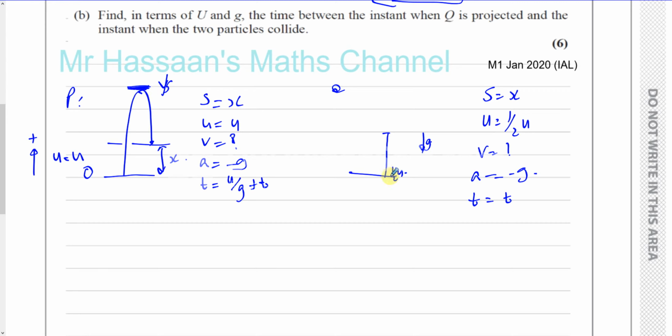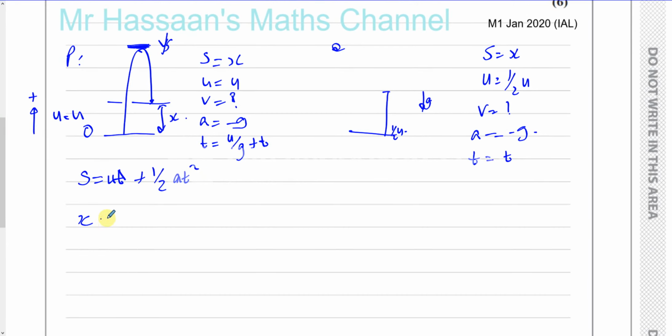So we got these two equations which involve S, U, A, and T. So I think it's going to be S equals UT plus a half AT squared. So we can use that for both of them. So we got X equals, the X is the same in both cases. And we got UT, so U times T, which is U over G plus T, plus a half times minus G, times T squared, which is U over G plus T, squared. And that's for P.